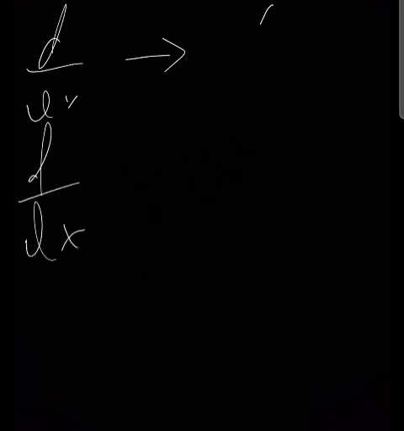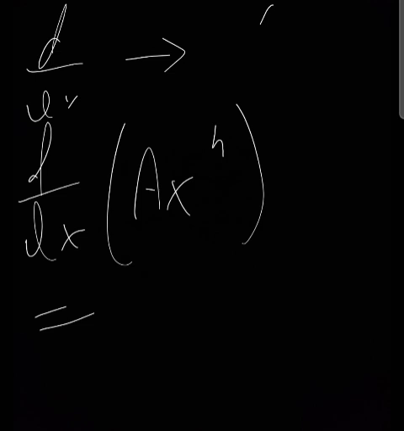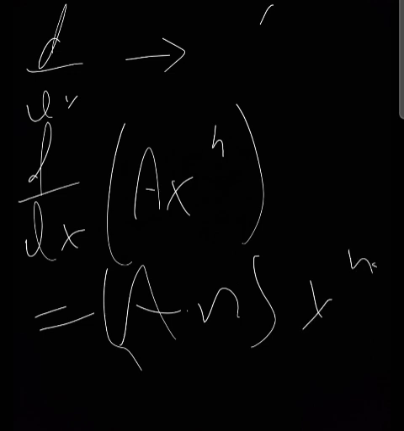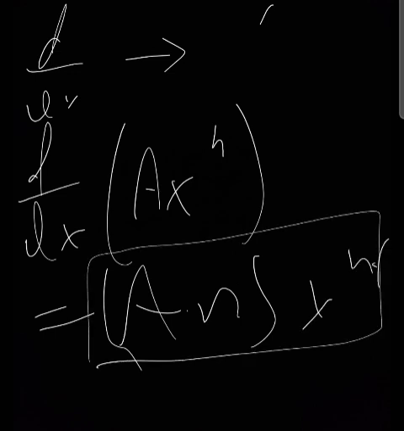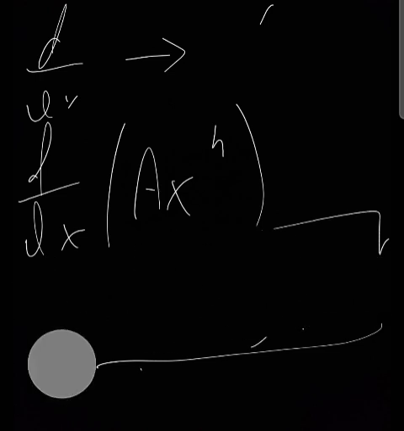Okay, so we will start with d over dx, which can also be written with the prime symbol, and I'll give you an example. If you have d over dx of a x to the n power, that will equal a times n x to the n minus 1. That's the formula for power functions.